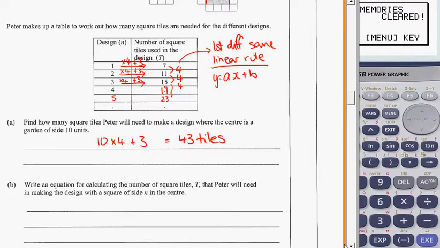Write an equation, and obviously we've just worked that out. So capital T is going to equal n times 4 plus 3. And in algebra, if you want to tidy that up, we'd probably write 4n plus 3.